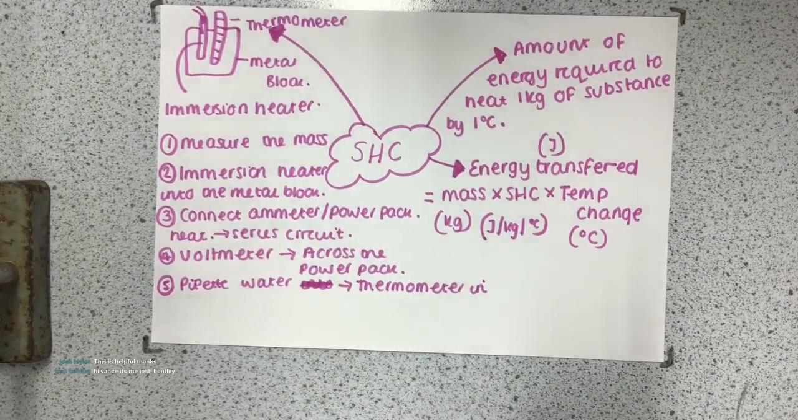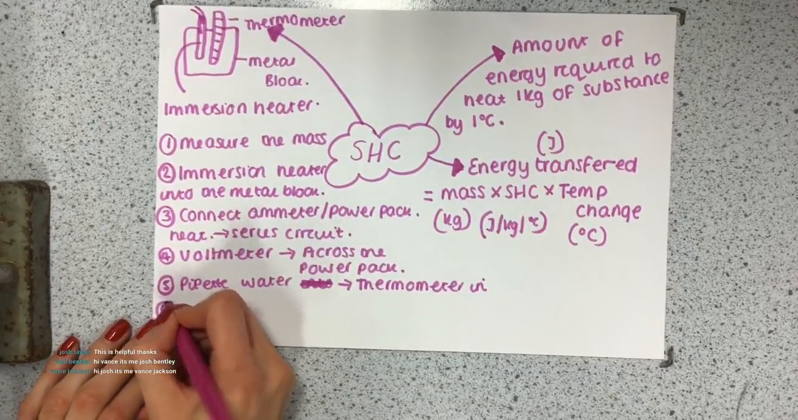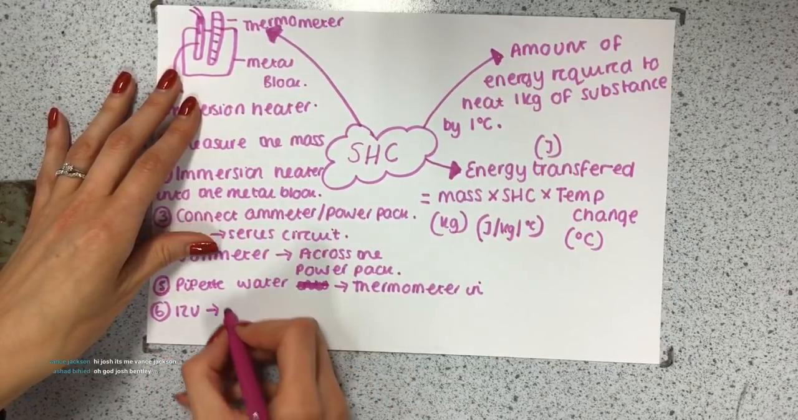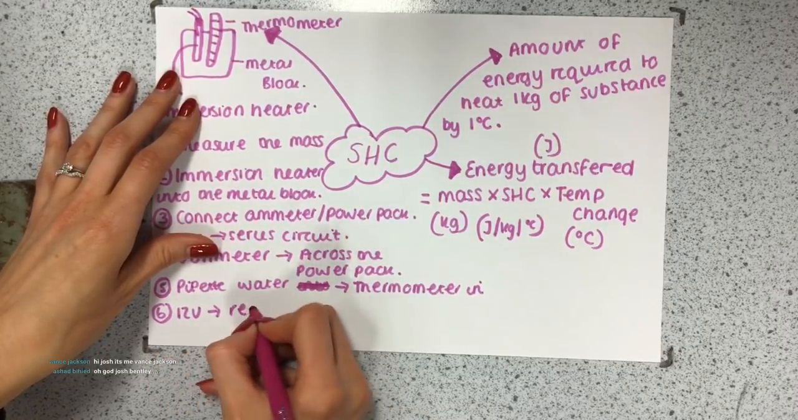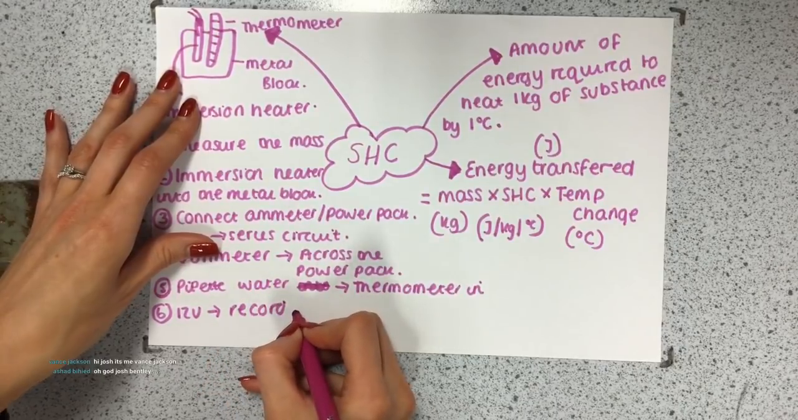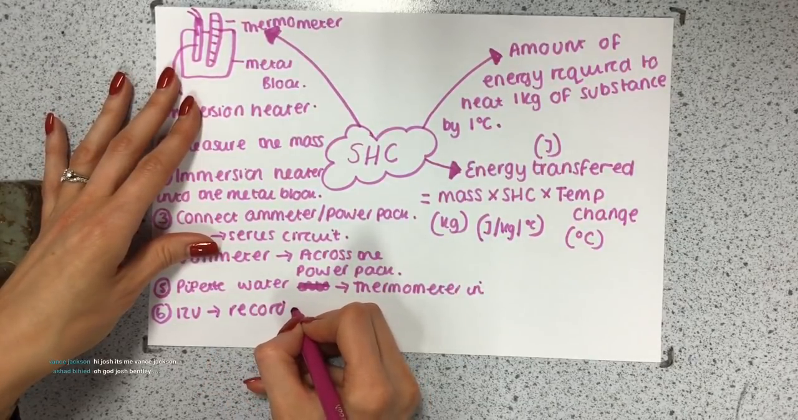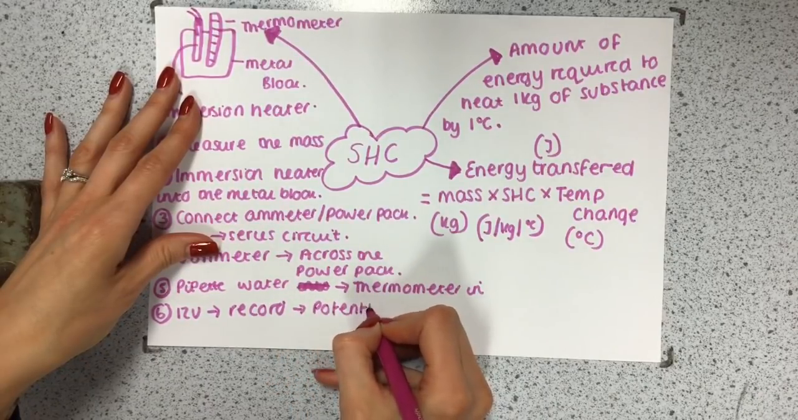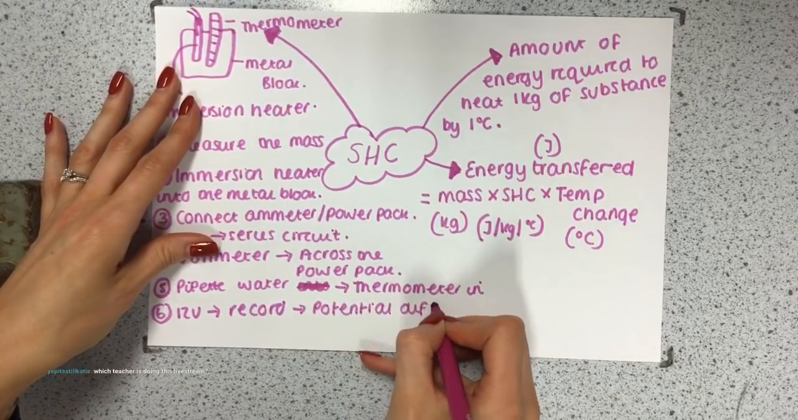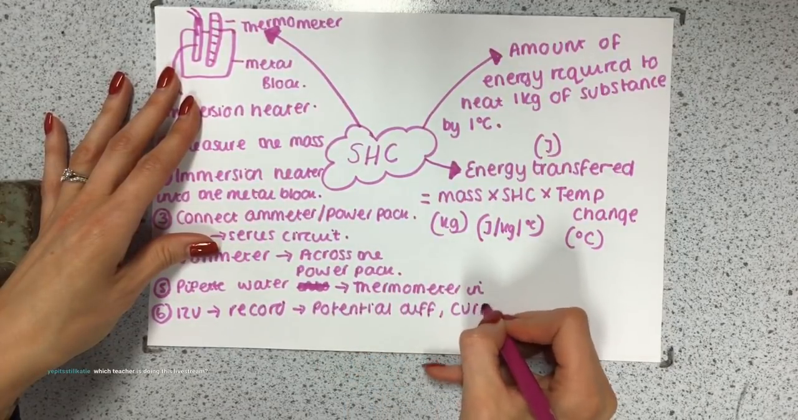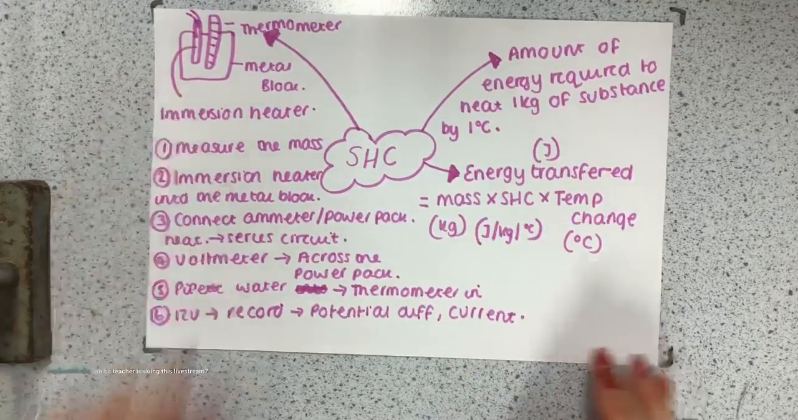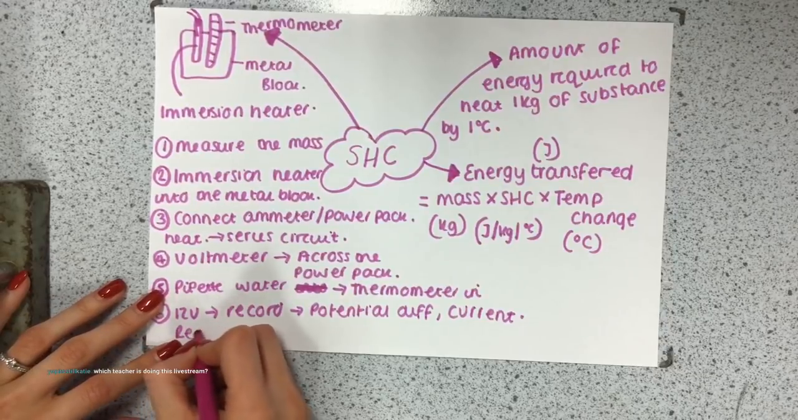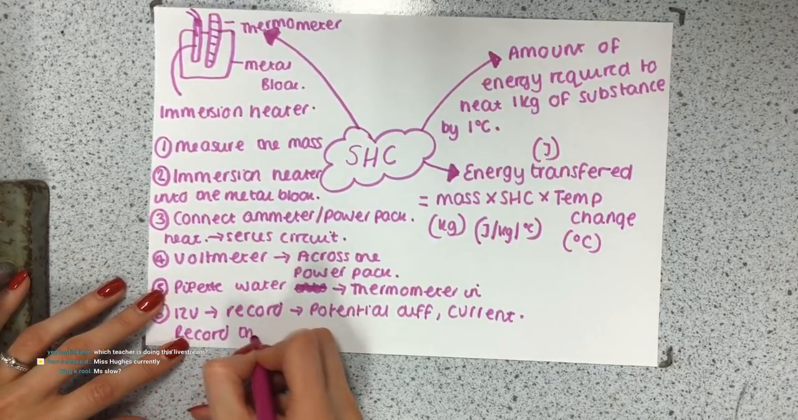So once you set the practical up, you would switch it on. So 12 volts, switch it on. And during this time, you need to record a few things. So you're going to record the potential difference using your voltmeter, and you're going to measure the current using your ammeter. And at the same time, you're going to record the temperature for 10 minutes.